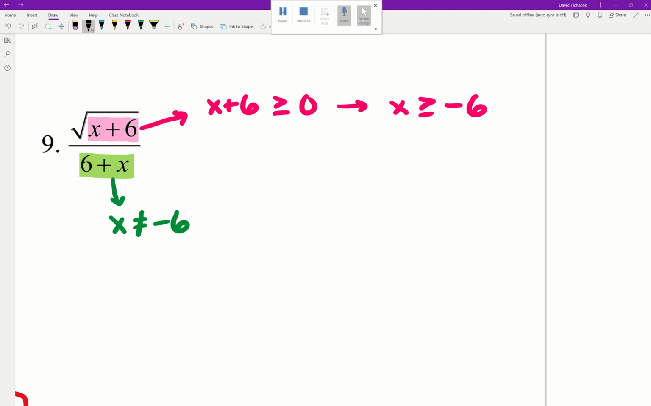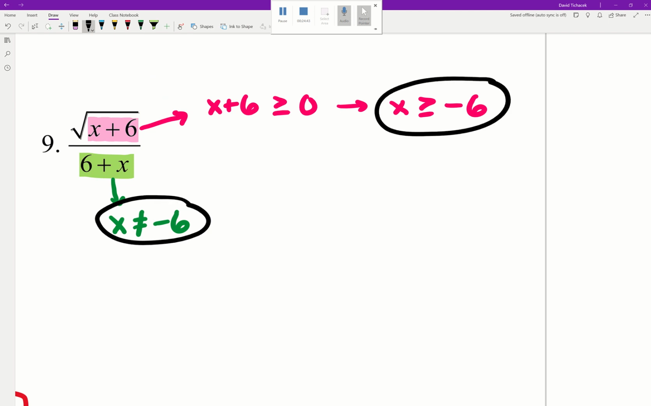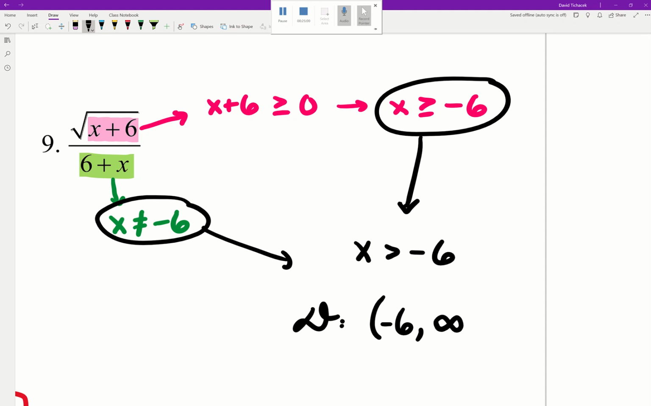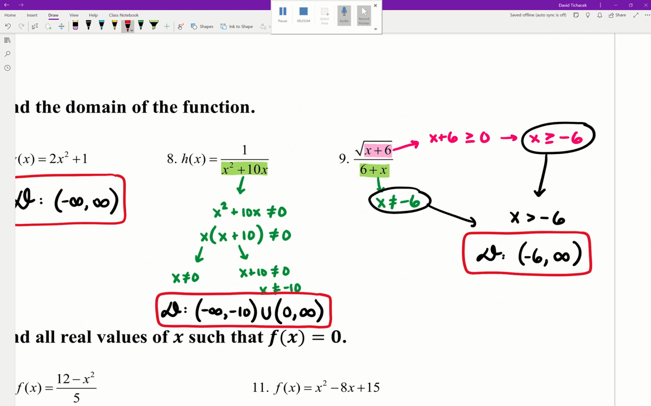So if you were to actually go ahead and combine these two descriptions here, x has to be greater than or equal to negative 6, but then at the same time, x cannot be equal to negative 6. If we combine these, then that would result in the simple expression x is strictly greater than negative 6, okay? And so writing that in our interval notation, we would simply say that that would be the open interval from negative 6 all the way to positive infinity, okay?